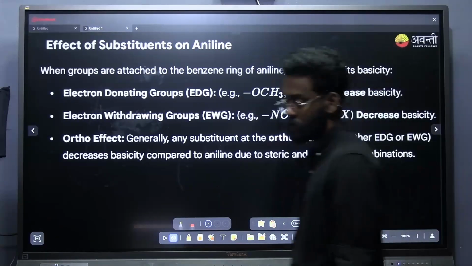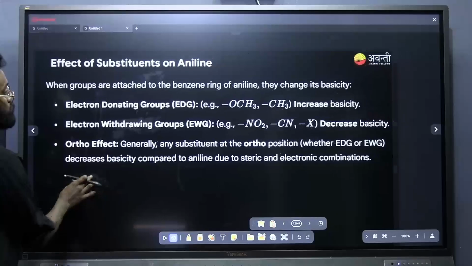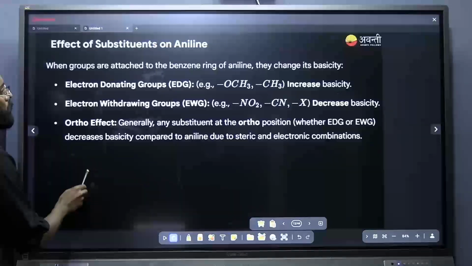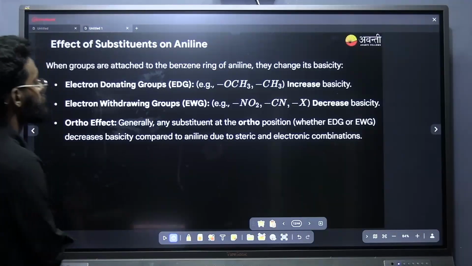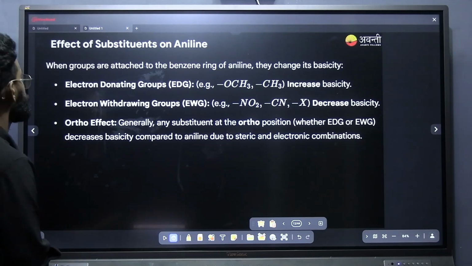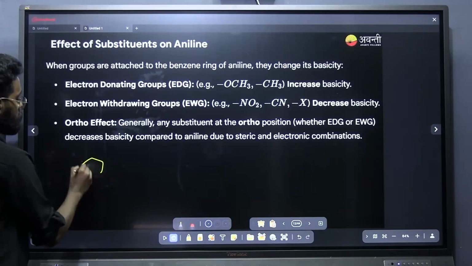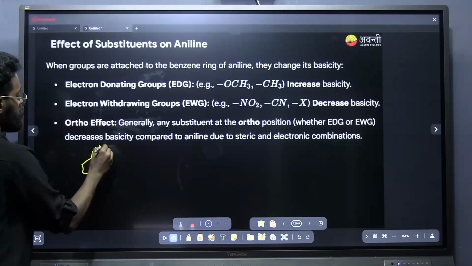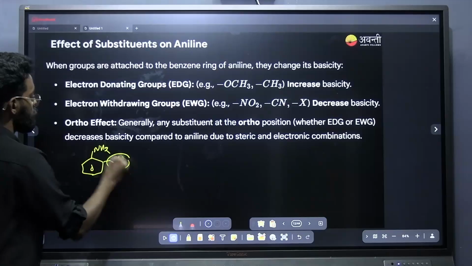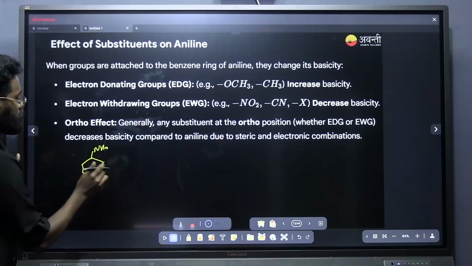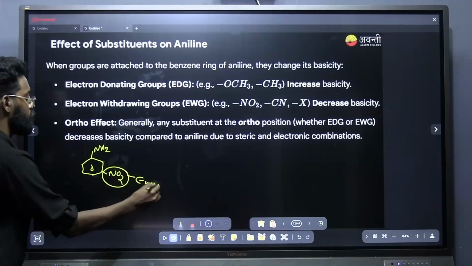Okay, next one is effect of substituents on aniline. In aniline, we all know that NH2 is a strong activating group, and as it is an activating group, what is going to happen? The basicity and acidity will be changing. If I am introducing an NO2 group in aniline, what is happening? This is an electron withdrawing group.